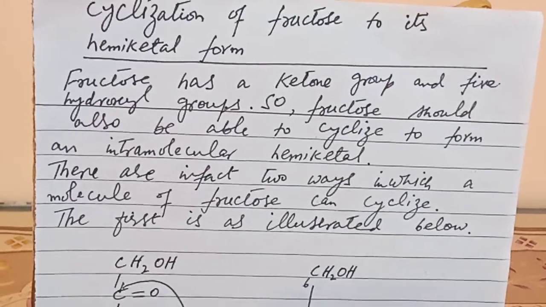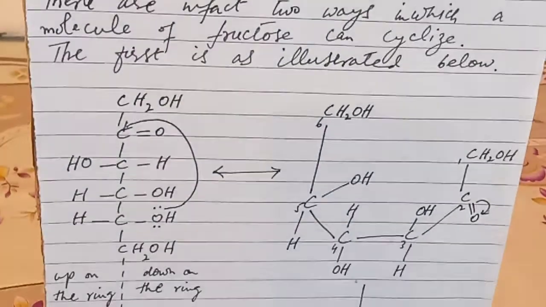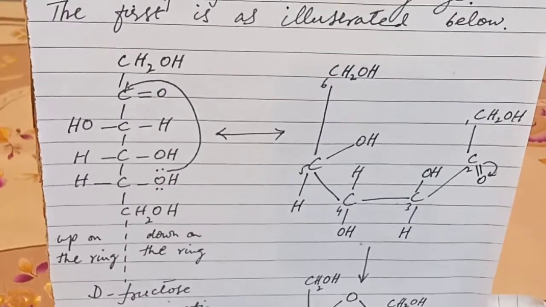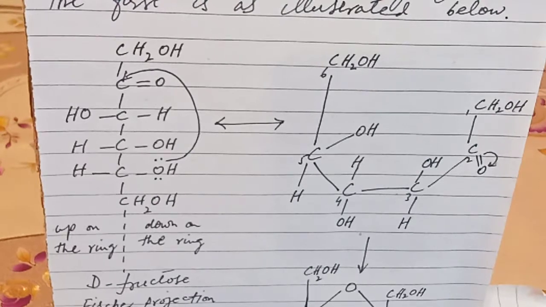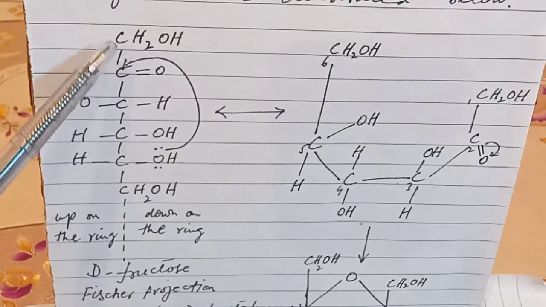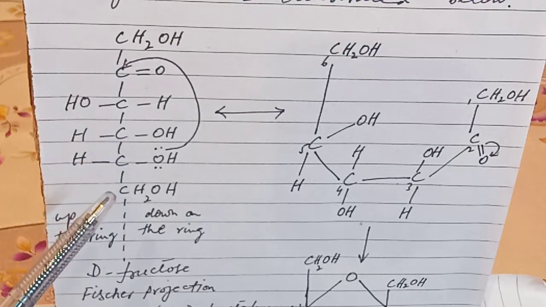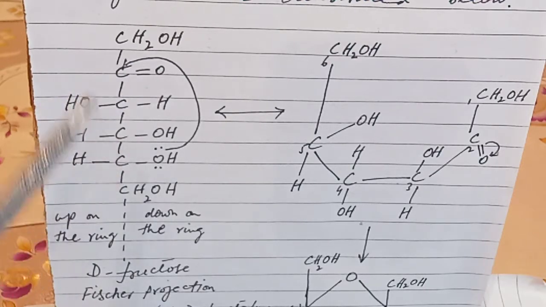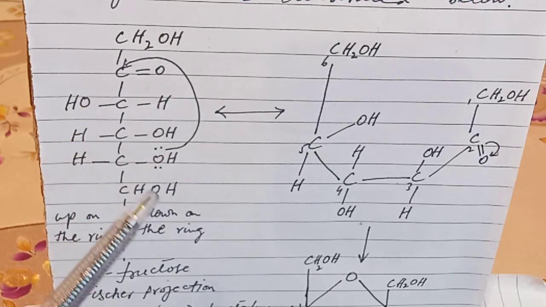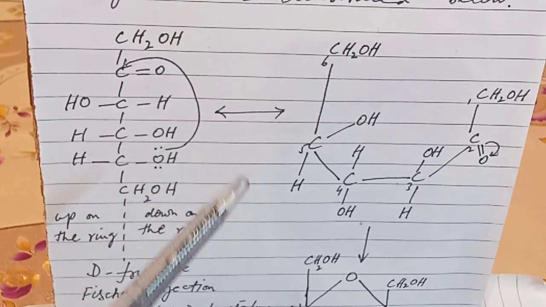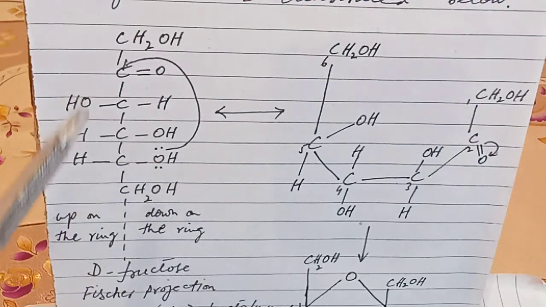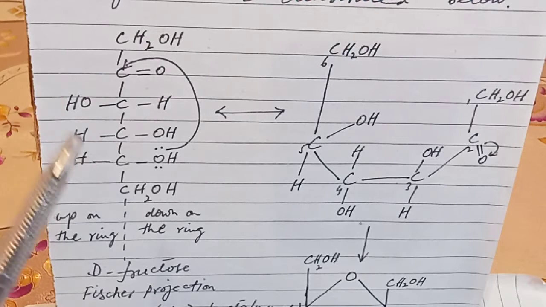The first is illustrated below. Here is the structure of D-fructose. Understand this structure? Look here at its structure: first, second, third, fourth, fifth and sixth, all of these are carbon atoms. The groups located on the right side in the Fischer projection will be located on the outside of the ring in the new formation of the furan ring structure, while the groups on the left side will be on the inside of the ring.